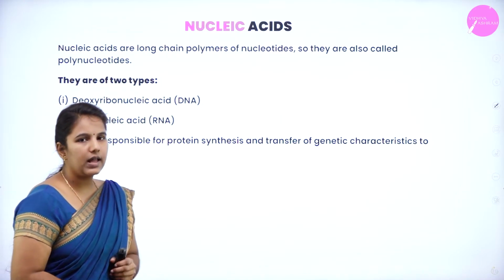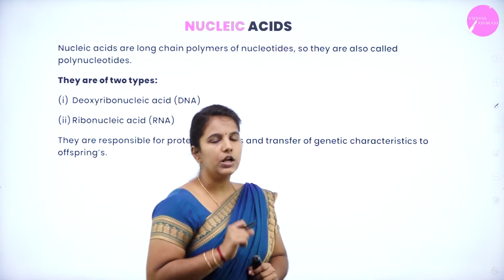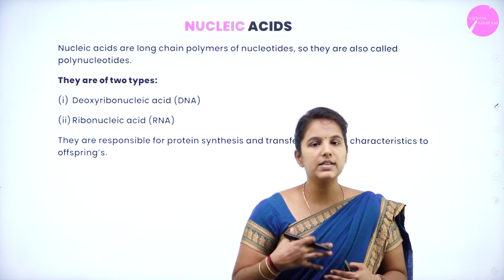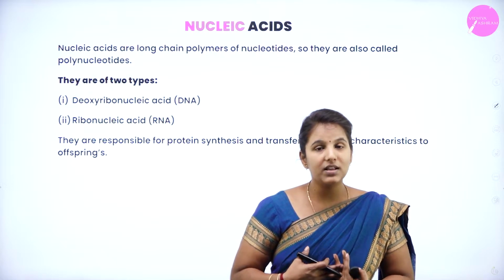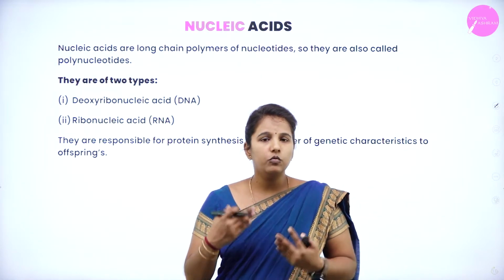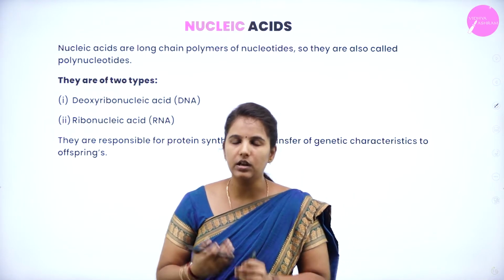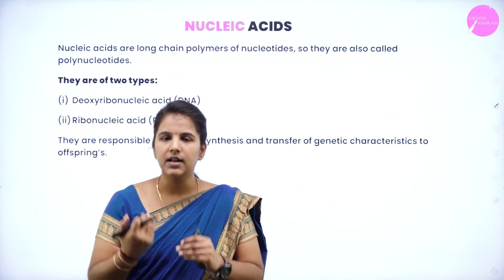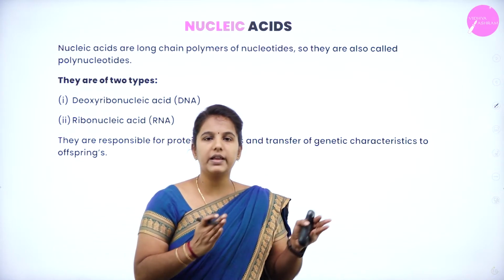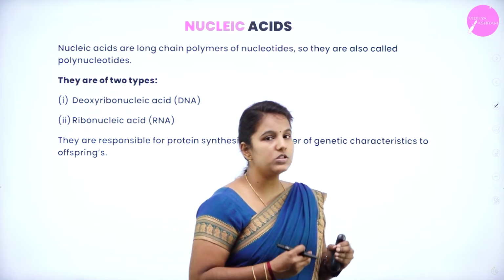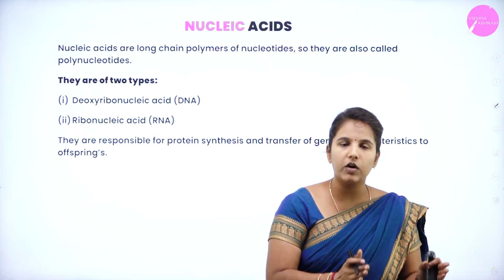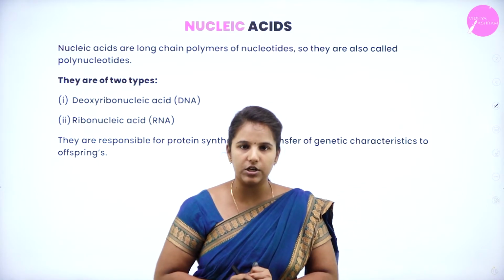Next, the last topic of this unit is nucleic acid. We all know that we look very similar to our ancestors. Is it right? Why is it so? That is mainly because from one generation to another generation, we carry certain characteristics. That is mainly because of the genes. And we all know that genes are carried on chromosomes, and chromosomes are mainly responsible for carrying certain characteristics from one generation to the next generation.